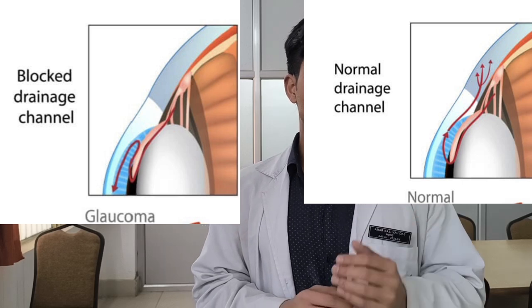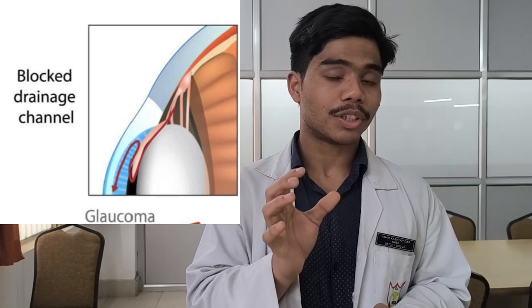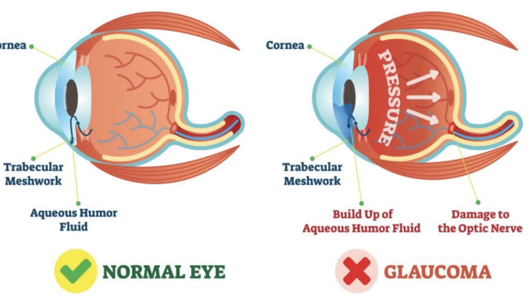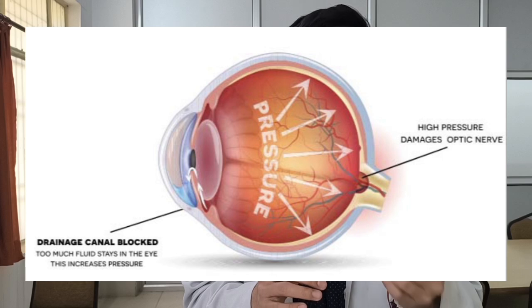Now what happens in this pathological condition is that, due to the blockage of the drainage canal of the eye, the aqueous fluid can't exit the eye. As a result, the aqueous fluid accumulates within the aqueous humor of the eye, and due to this excess accumulation, the intraocular tension or intraocular pressure rises inside the eye. This leads to a pathological condition known as glaucoma.